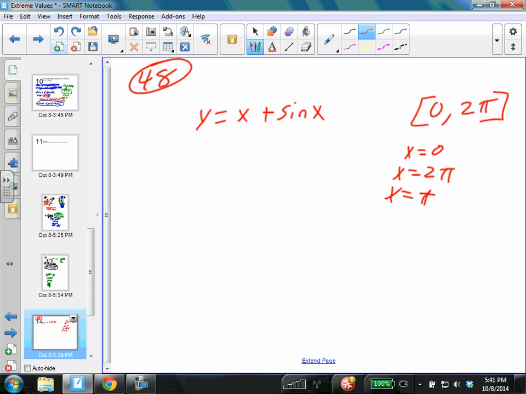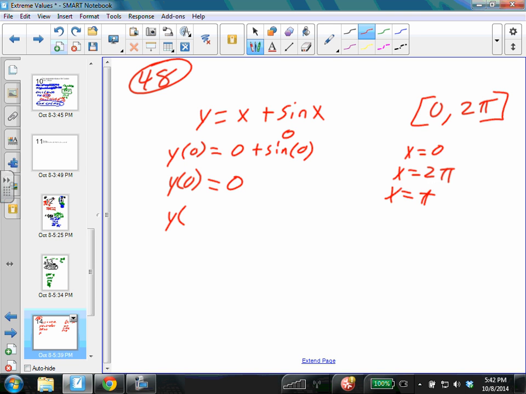So here's what we'll check. y is equal to x plus sine of x. And we want to check it at x equals 0. So 0 plus the sine of 0, sine of 0, not theta there, right? Well, sine of 0 is 0, right? Hopefully you remember that. So this is 0.